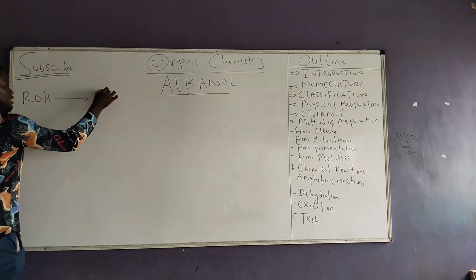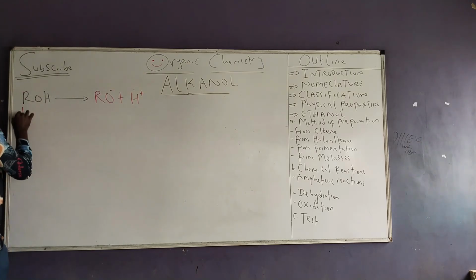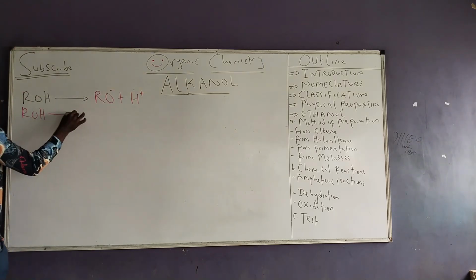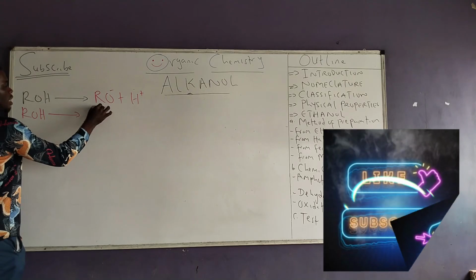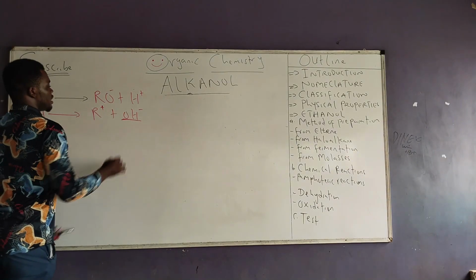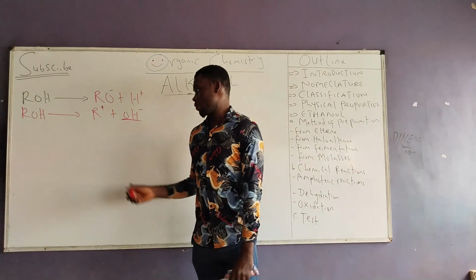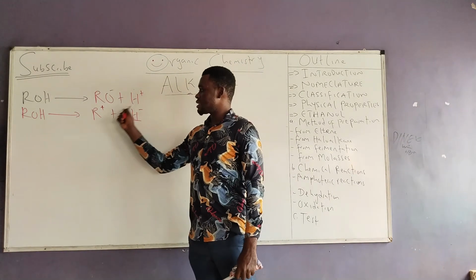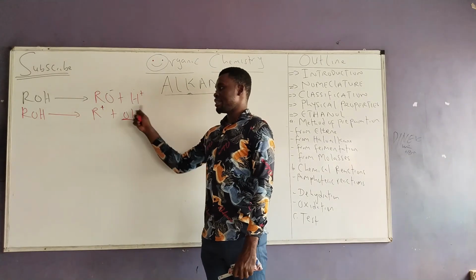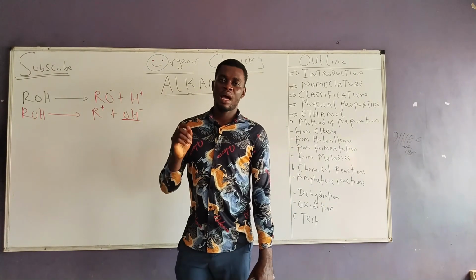It can act as an acid by donating a proton, H plus, this is RO minus. Also, this ROH under certain conditions can act as a base. This is R plus OH minus, by giving away hydroxide ions in solution. So this is a typical acidic reaction. This is a typical basic reaction. But like I said, it is not strong enough for us to consider them as an acid.